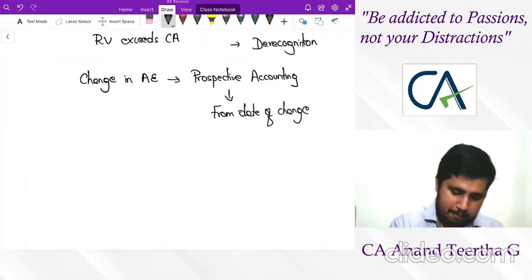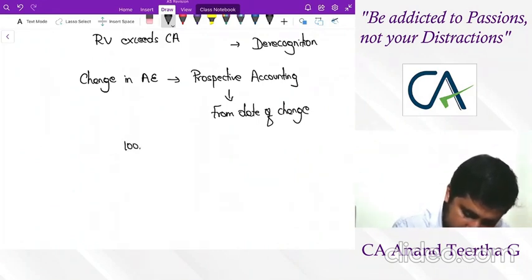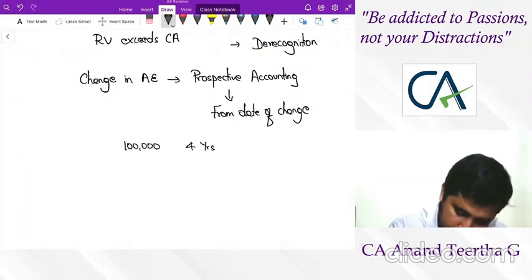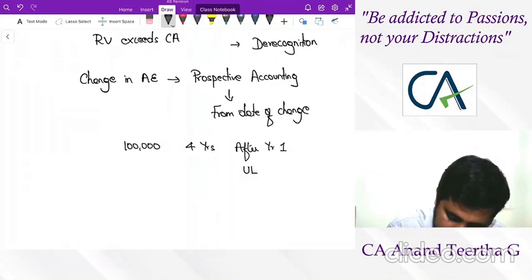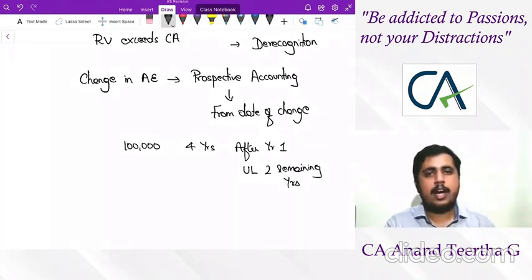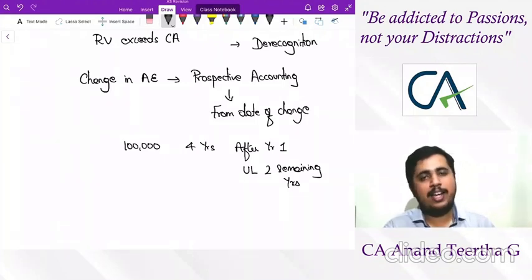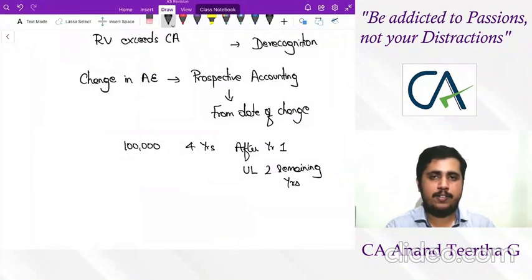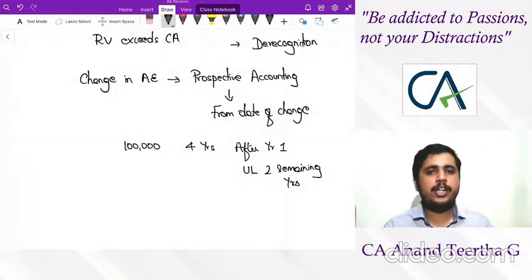If I have to give you an example, 1 lakh is the value of the asset. Useful life is 4 years. Then after year 1, useful life is estimated to be 2 remaining years. So initially when I purchased, I estimated it to be 4 years, but now at the end of year 1, I am thinking that only 2 more years I may get instead of 3 more years. So useful life got changed from 4 years to 3 years now.